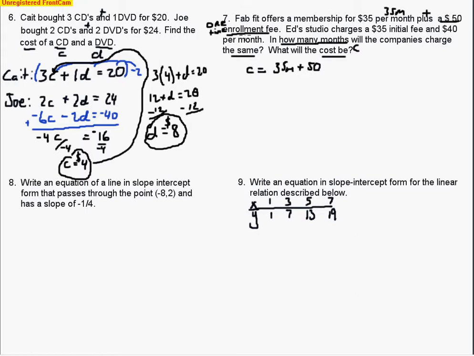So let's take a look at Ed's. Ed Studio charges a $35 initial fee. This means one time. So that's where the 35 goes, right underneath the $50 enrollment fee for Fab Fitness. And then we also have a $40 per month. Per, again, tells us that's where our variable goes. So $40 per month. And we want to find out when their costs will be the same. So we're going to use the same variable for cost.